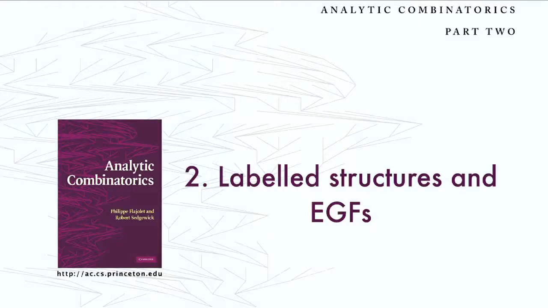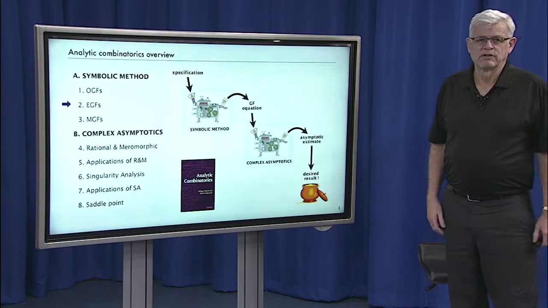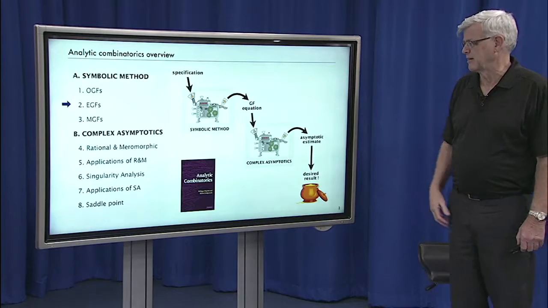Today we're going to talk about labeled combinatorial structures, which we use exponential generating functions to analyze. Again, we're going to have a set of combinatorial constructions that we can use both to specify the structures and to immediately transfer to equations on generating functions. This is the second lecture on analytic combinatorics, on the symbolic method.